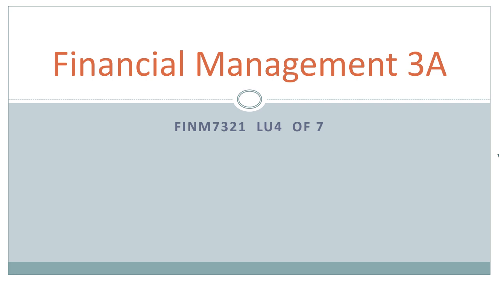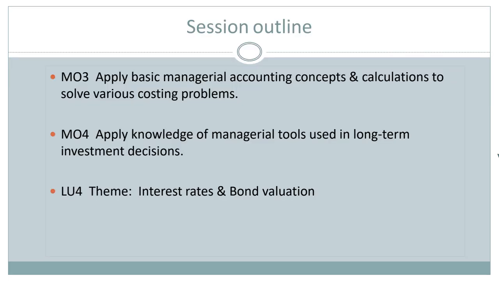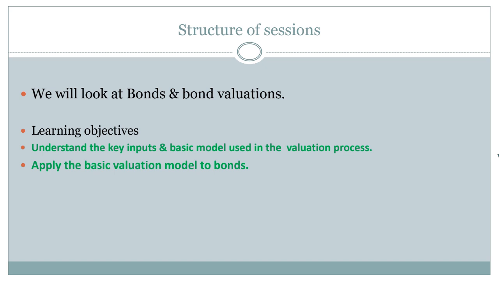So then the second part of the chapter is on bond valuation. The learning objectives for our bond valuations are that we must be able to understand the key inputs. In other words, what variables do we have when we are calculating a bond valuation in the basic bond valuation model. The bond valuation model is a formula, and the key inputs are the variables in our bond valuation formula. And then you must be able to apply that valuation model to bonds.